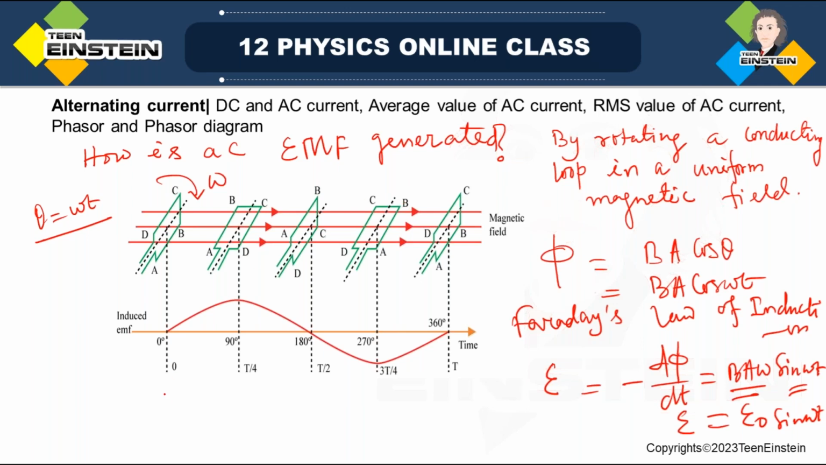And this is called an electrical generator or AC generator. This way of generation of EMF is called AC generator. So when somebody asks you how do you produce alternating voltage or current, you have to say using AC generator. That's all.